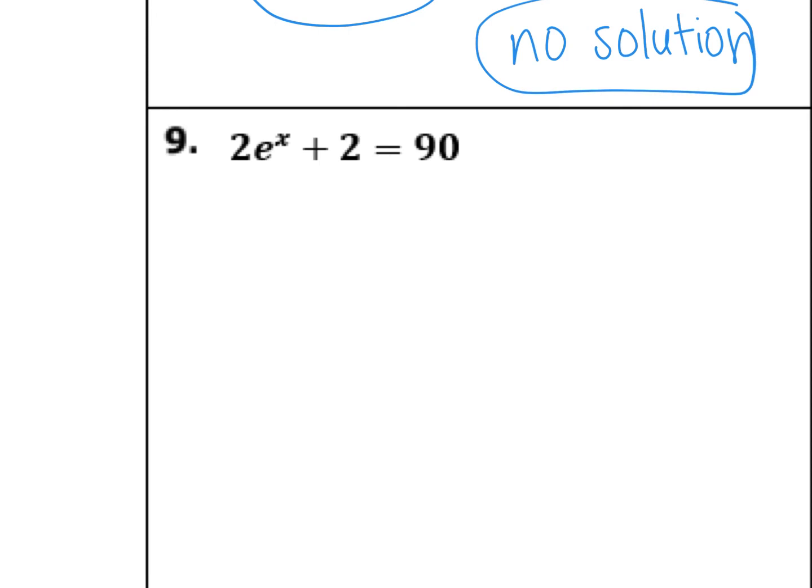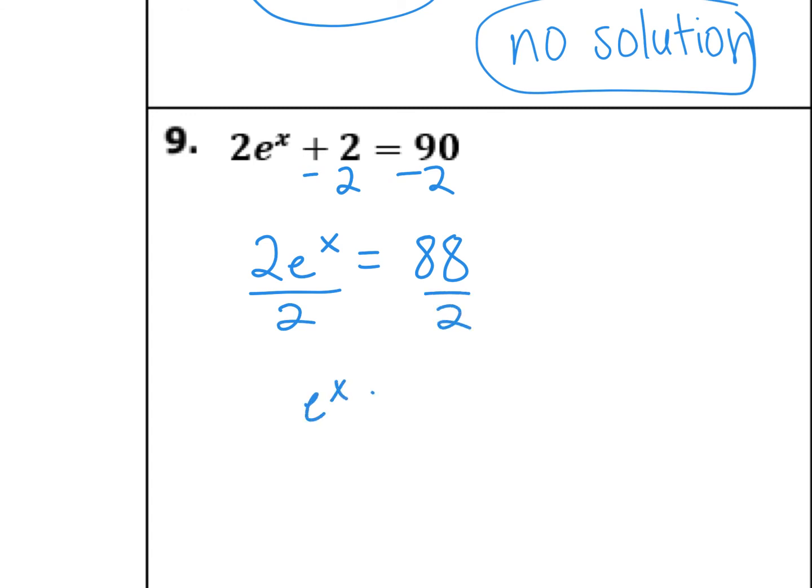So if we look, these are going to work the exact same way. Just pretend that this thing isn't a variable. So you get it isolated, okay? And then solve. First thing I need to do is do what? Subtract the 2. So we get 2 to the e^x equals 88. Now what? Is it isolated or do I need to divide by 2?